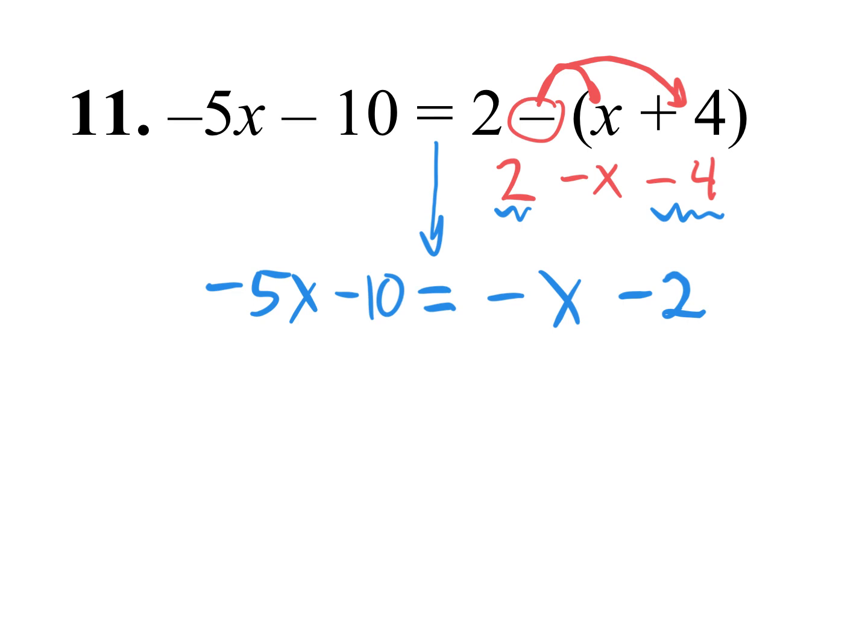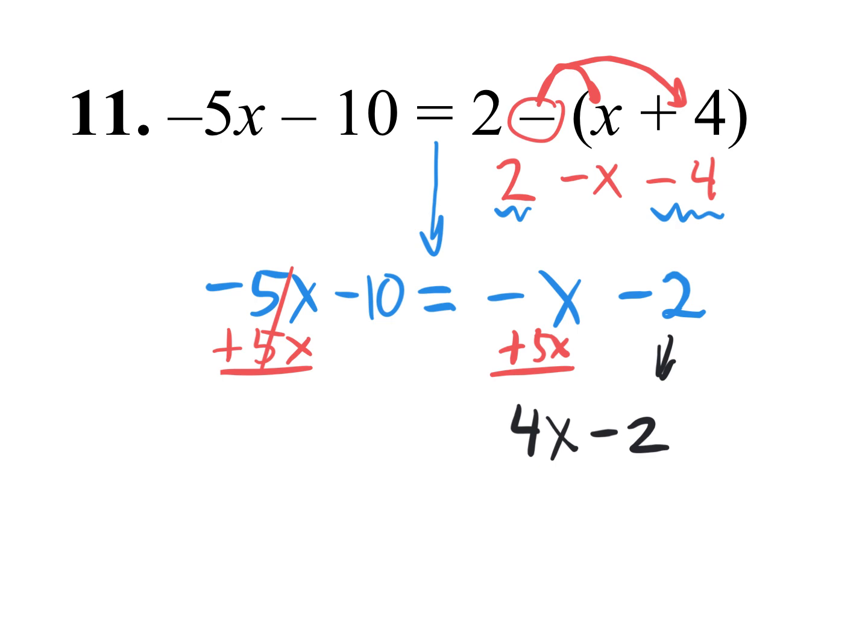I'm going to get rid of the -5x this time by doing the opposite, plus 5x. And what I do to one side, I do to the other, plus 5x. Of course, you have to add it with the other x's. So -x plus 5x, that is 4x's. Bring down the -2. Bring down the equal sign. Bring down the -10. There's your new simplified equation with x only on the right side.